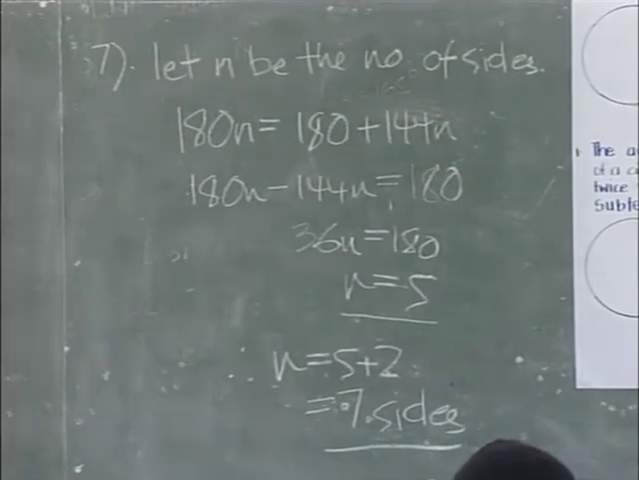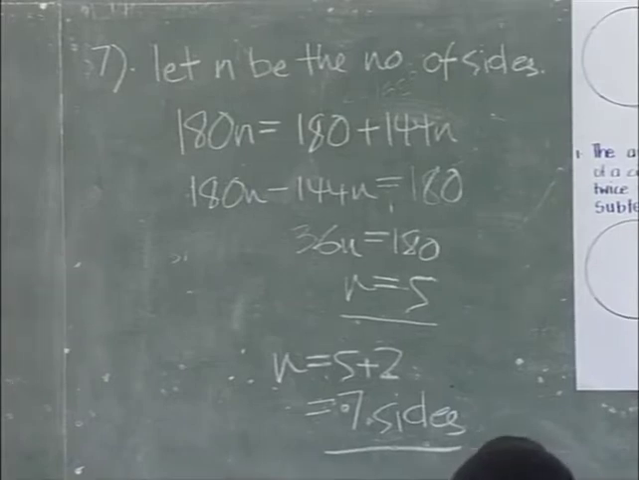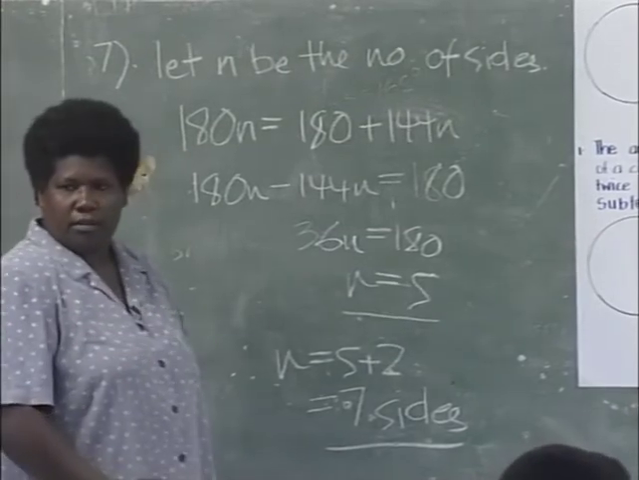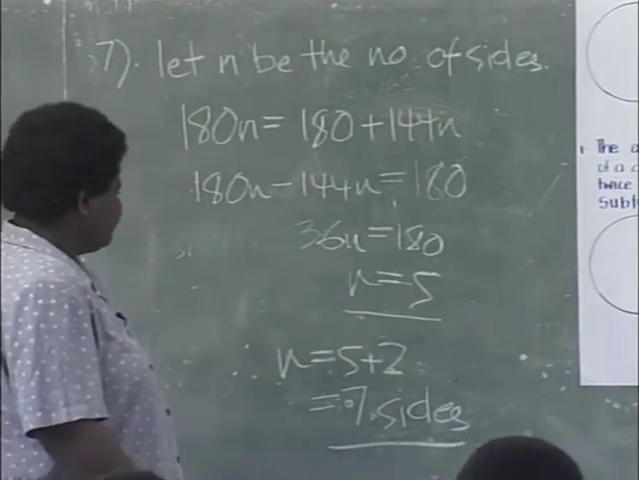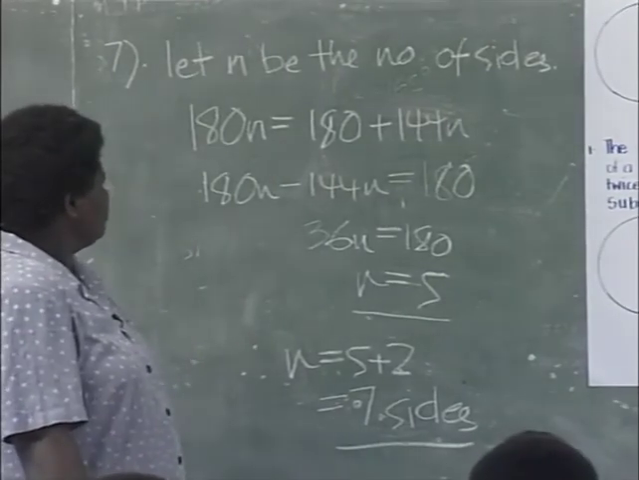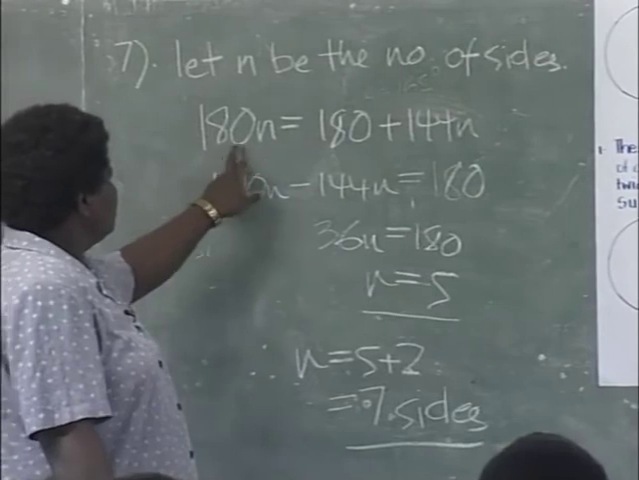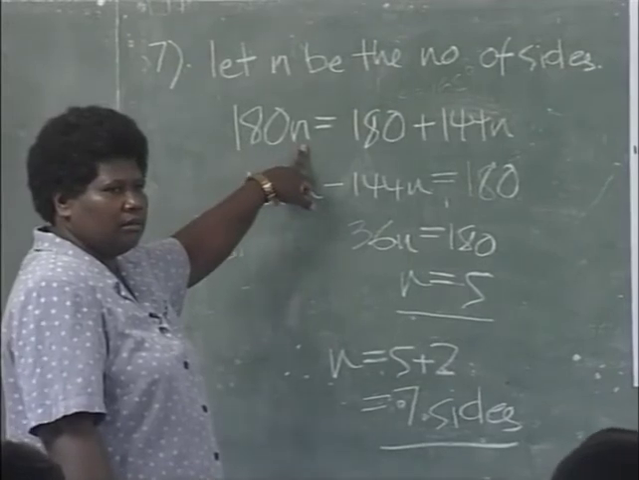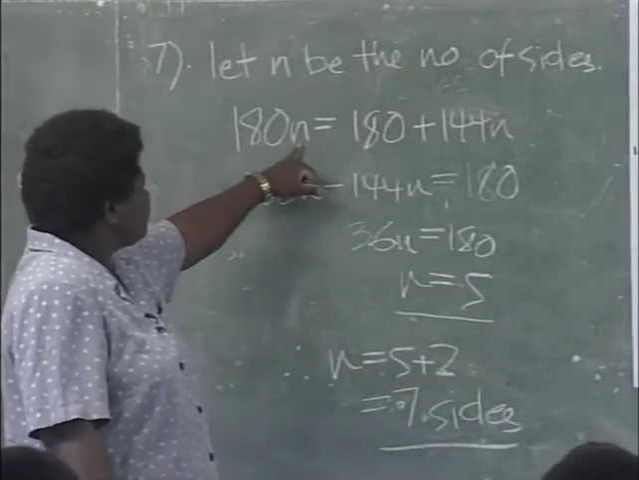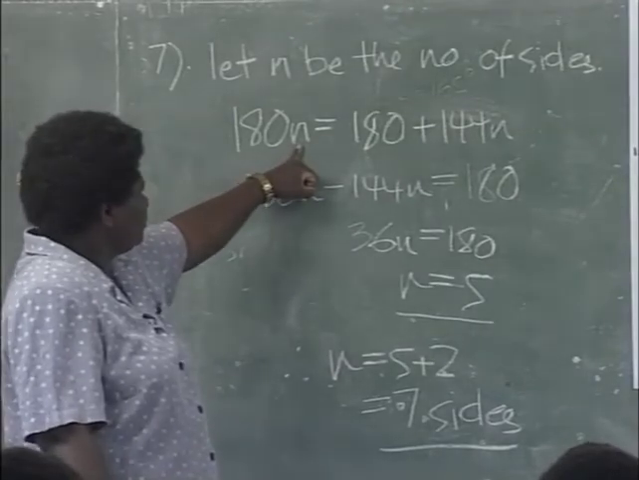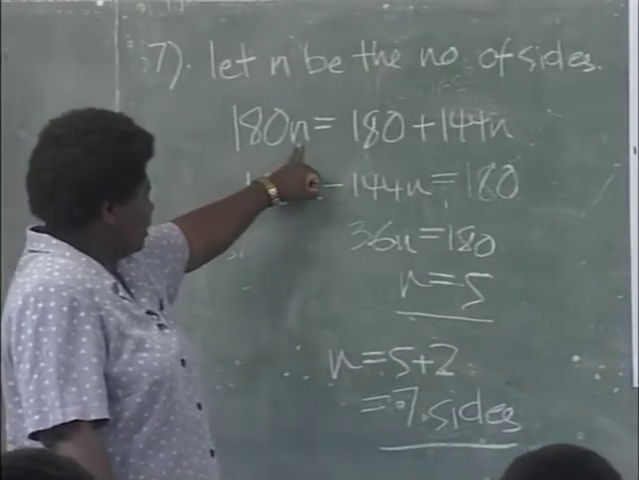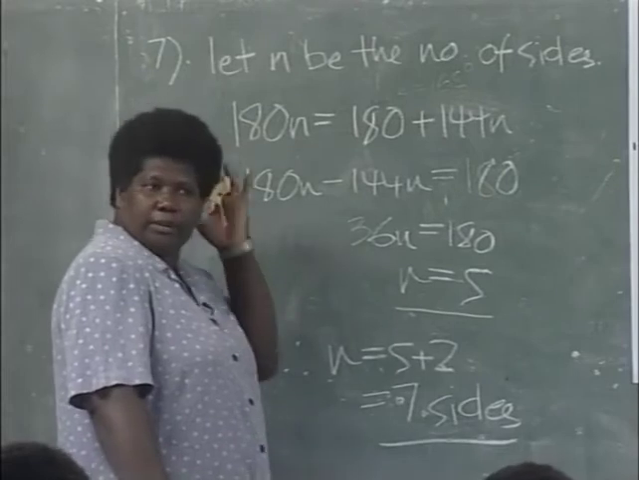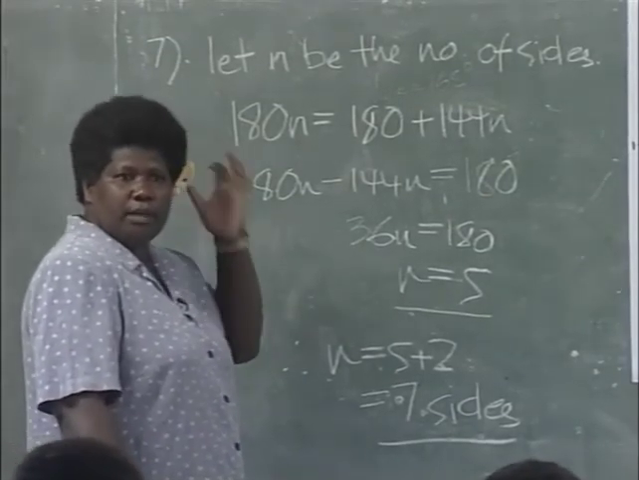George, why did you add 2? If you said that n is the number of sides. Give George the mic. Or should n be the number of triangles? Because 180 times the number of triangles. If n is the number of triangles, then yeah, the number of sides is 7. Because to get the number of triangles, you subtract 2 from the number of sides.